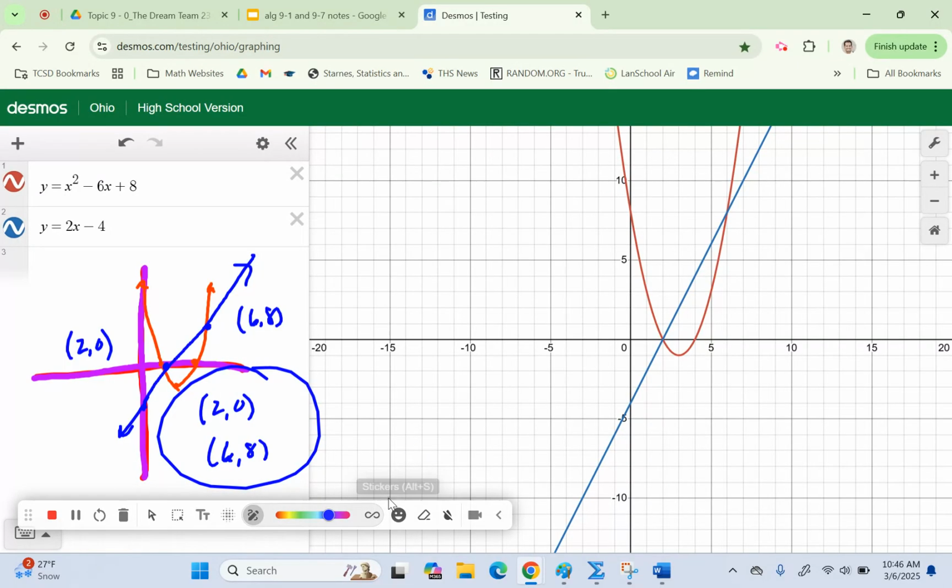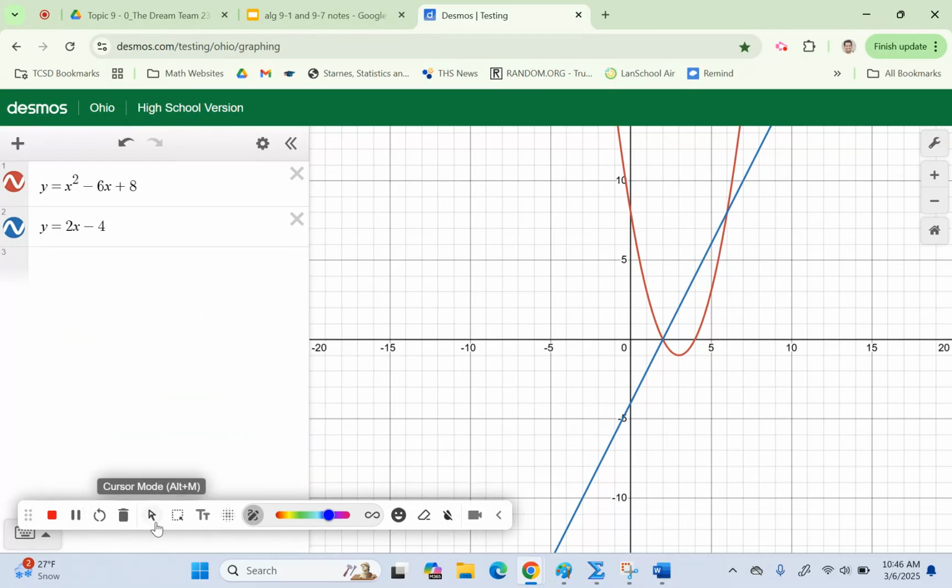Okay. So there's the section, right? Again, all Desmos. We just want you to sketch graphs and go from there.